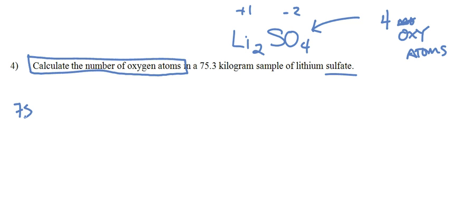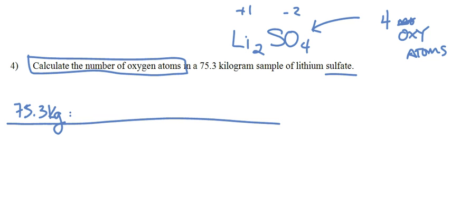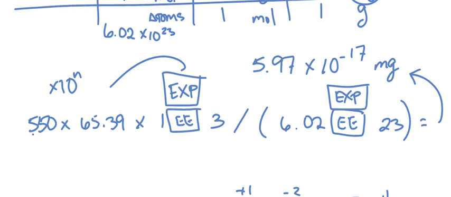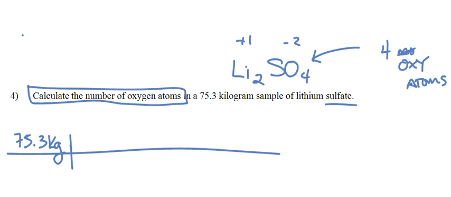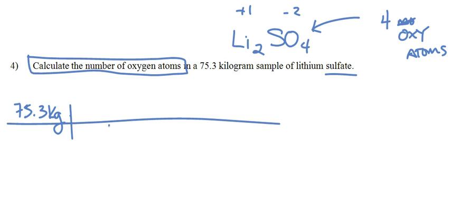We have 75.3 kilograms. Okay. And so what do we want to do? Well, remember our little stepwise thing up here? Instead of milligram, we're going to start off with kilogram. So we'll still convert the kilograms to grams. So kilogram, we're going to put kilogram down below, gram here. Okay, and don't worry about the values yet.